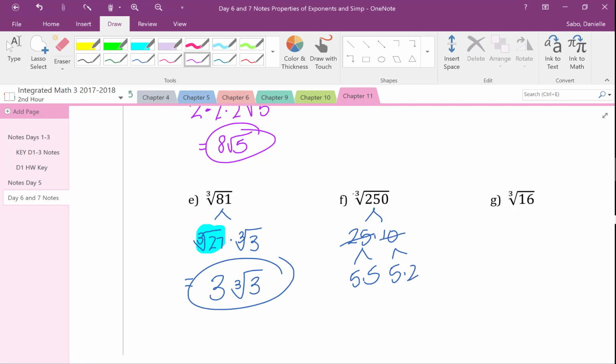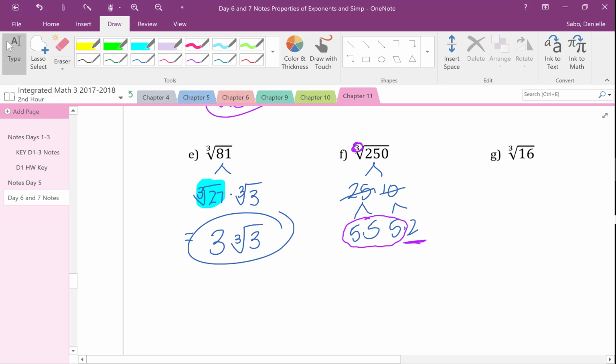Now look, whenever I have a cube root, I now circle a group of 3, and the 2 is left over. I thought you can only circle a pair if it's a square root. Now we're in cube root. Does that make sense? Whatever you're indexing will be how big of groups you want to make.